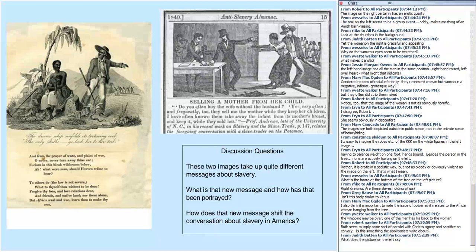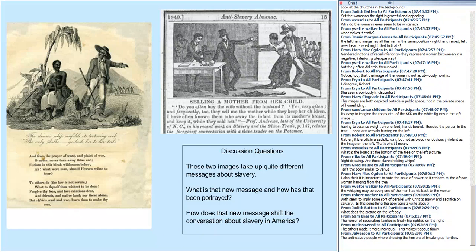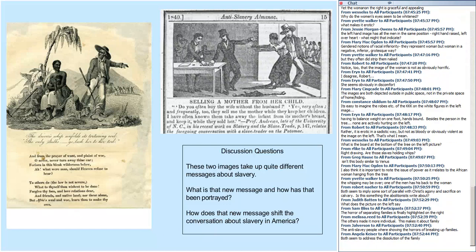What does the picture on the left say? Okay, the text immediately under it is: the driver's whip unfolds its torturing coil. She only sulks, go lash her to her toil. And then there's a longer point beneath it. The comments in the chat are noting that now the theme is separating families. Right.